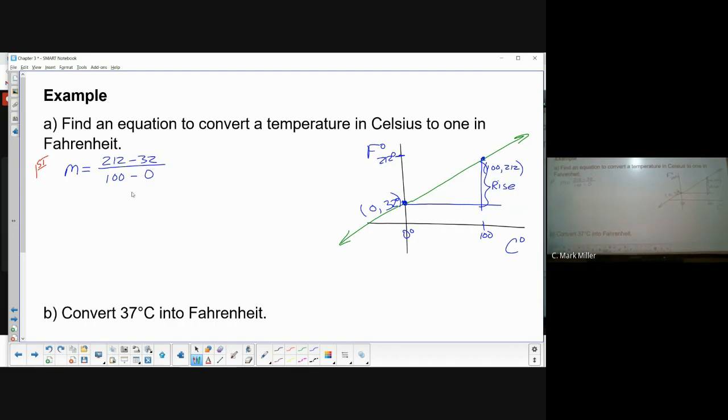So this equals 180 divided by 100. Divide top and bottom by 20. That gives you 9 divided by 5. That's our slope. Any questions on that part? Next.